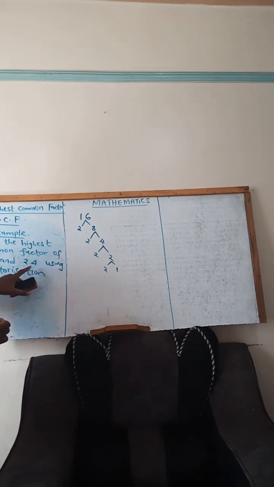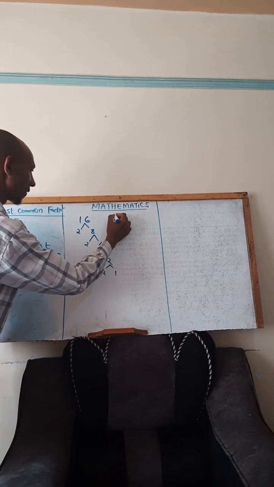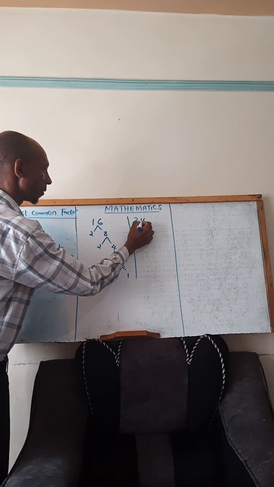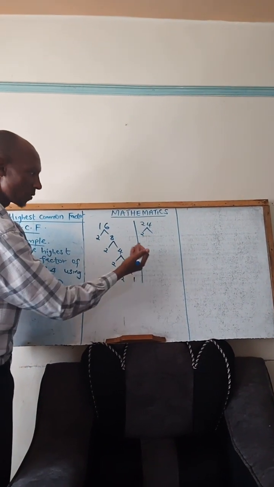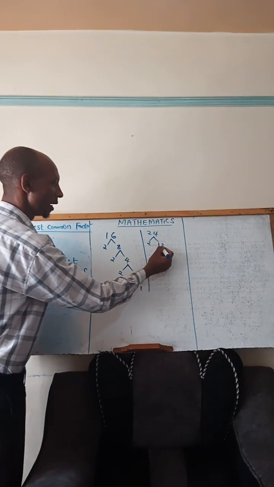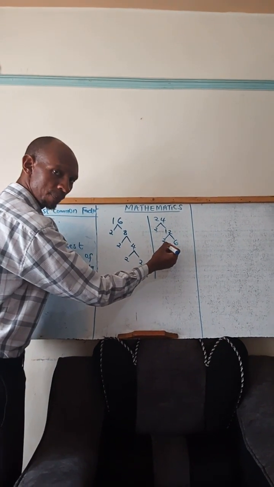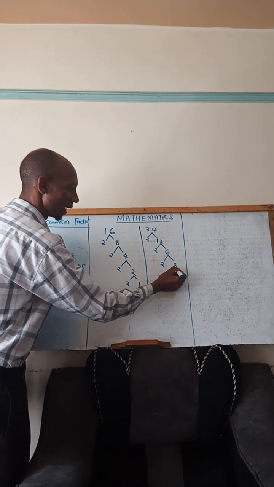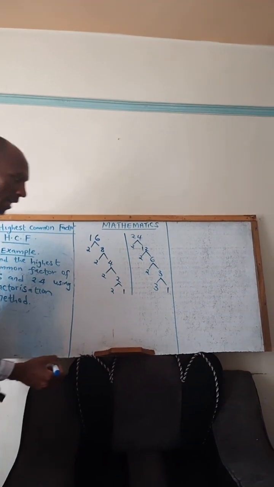And also you repeat with the second number, which is 24. I'm going to look for the factors of 24. 24 divided by 2, because the last digit is even. 24 divided by 2 is 12. Then 12, you divide by 2 again, you get 6. And 6 divided by 2, you get 3. And lastly, 3 divided by 3, you will get 1.